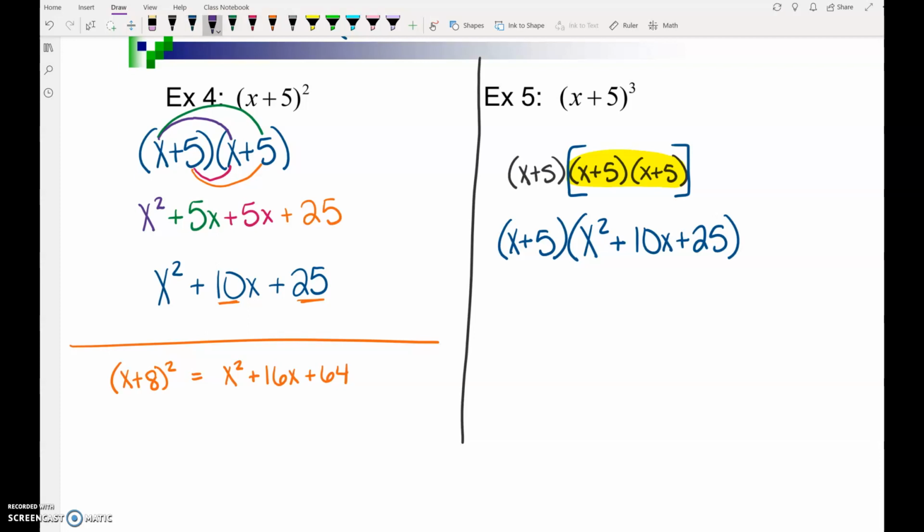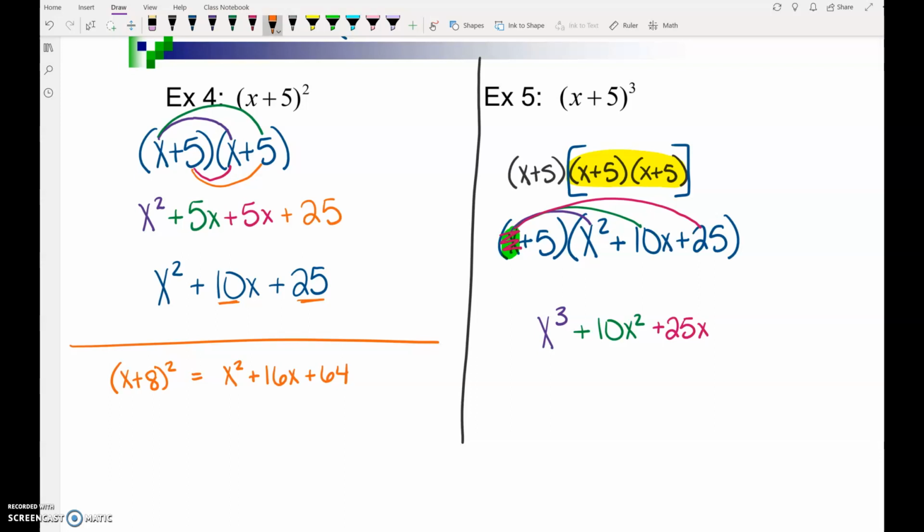So I would start with my x. I am going to distribute my x to the second set of parentheses. X times x squared is x to the third. X times 10x is 10x squared. X times 25 is 25x. I have now finished distributing the x.